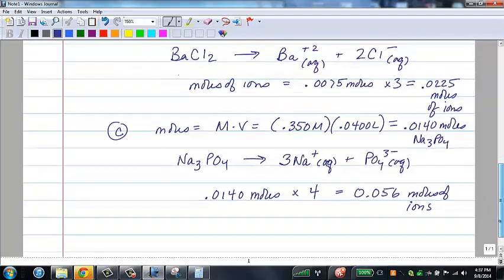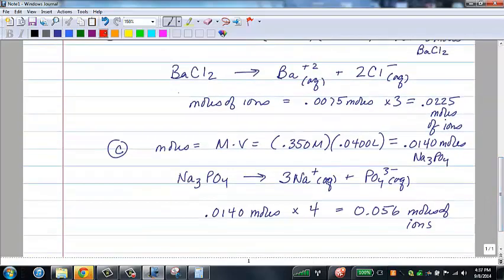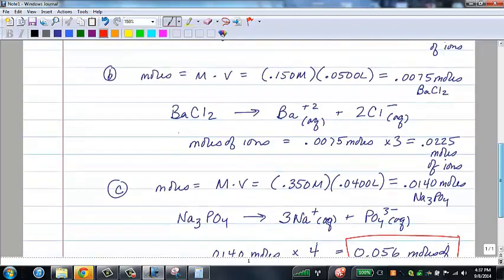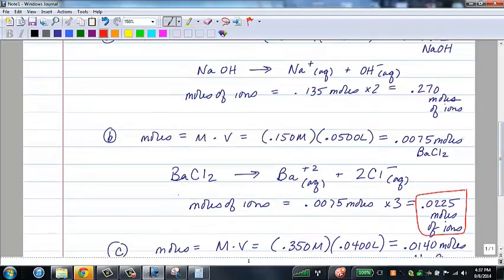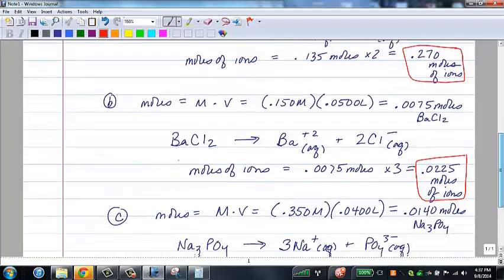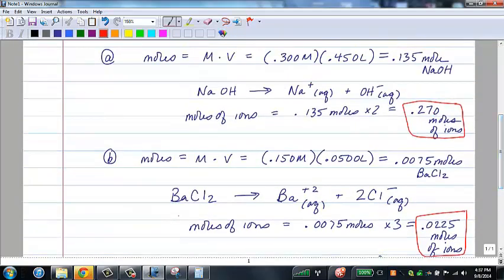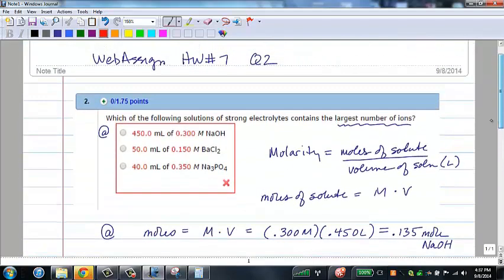And now I just need to choose the largest one. So 0.056 moles of ions, 0.0225 moles of ions, 0.270 moles of ions. So the first solution has the largest number of moles of ions.